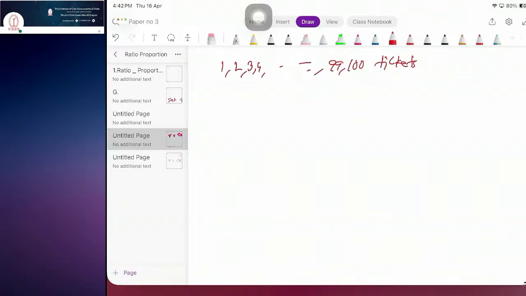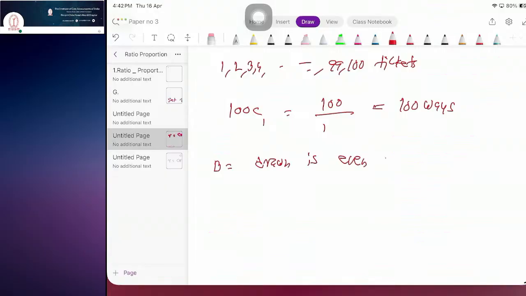We have to draw only one. So what will be the probability of that? Out of 100 tickets, you want to select only one ticket, that is 100C1. So that will be 100 ways of selecting any one ticket out of 100. Now they have given us an event. What is the event, that is, what do we have to do? The ticket drawn or selected is of an even number.